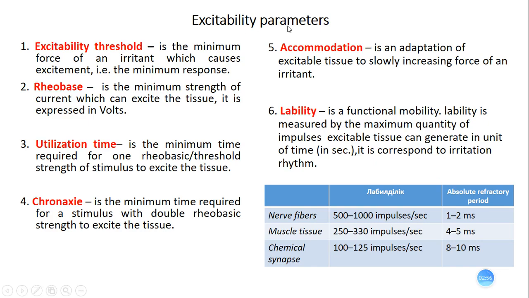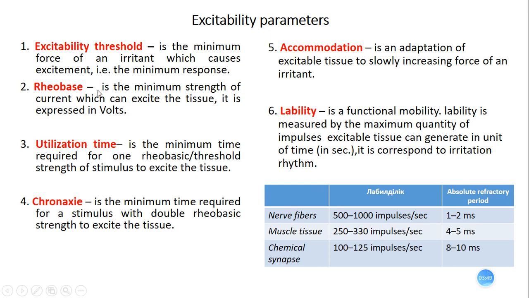Here we have the parameters of excitability. First of all, we have the threshold. Threshold is the minimum force of an irritant or stimulation which causes excitement, the minimum response of that excitable tissue. The excitability threshold is determined by the tissue, because the threshold of nerve tissue and muscle tissue is different; nerve tissue's excitability is different from muscle tissue.